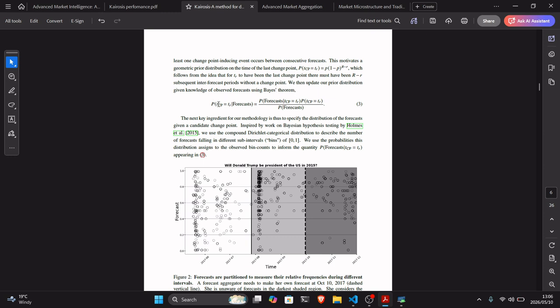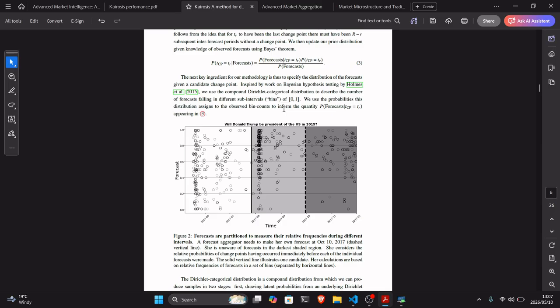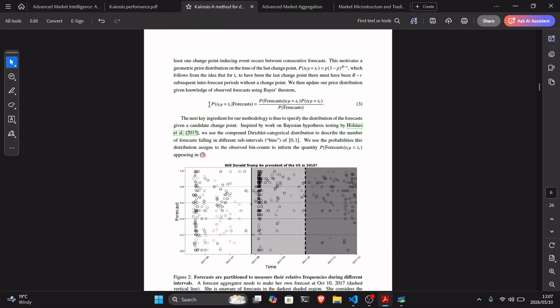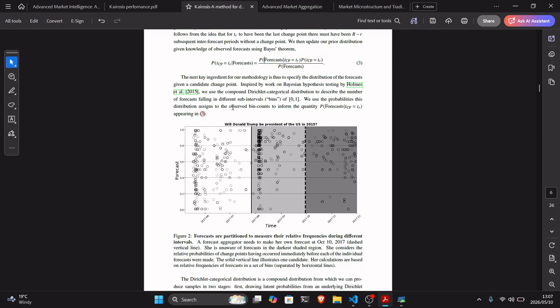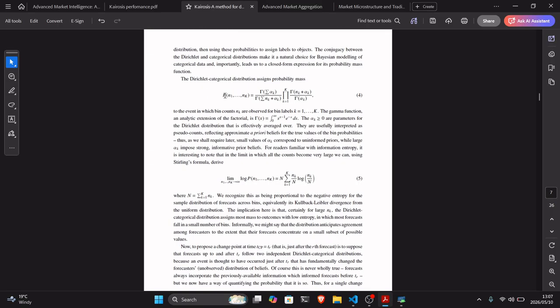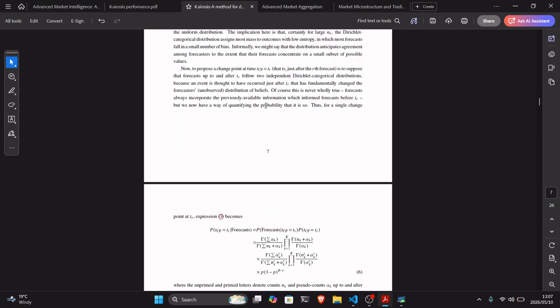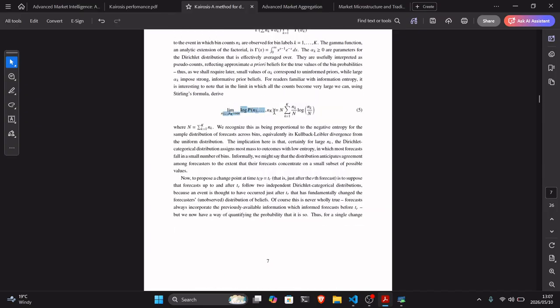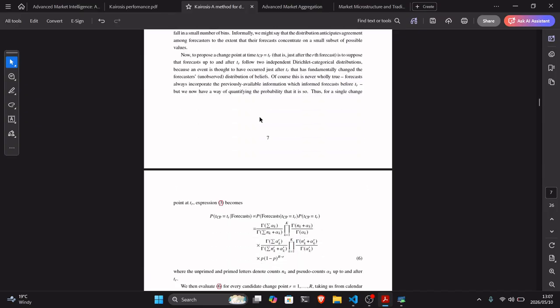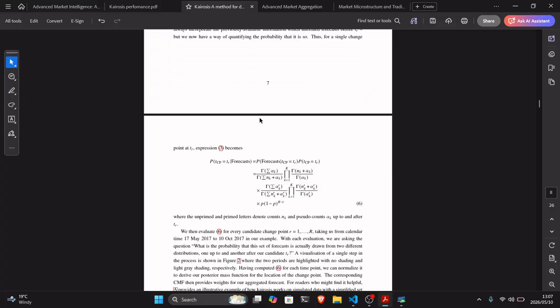The probability of T_cp equaling T_R, given the forecast, equals the probability of the forecast given T_cp equals T_R, times the prior P of T_cp equals T_R, over P of the forecast. This is very important because it measures our change point. And here is the Dirichlet categorical distribution. These other terms are all very important, but I'm not going to get into that. I'm going to put the paper's link in the description if you're interested in reading it yourself.